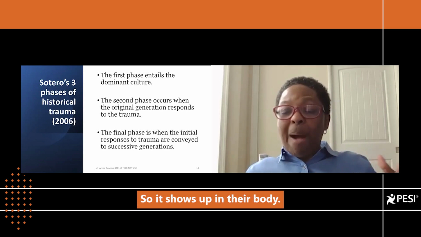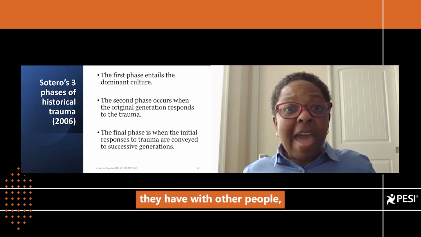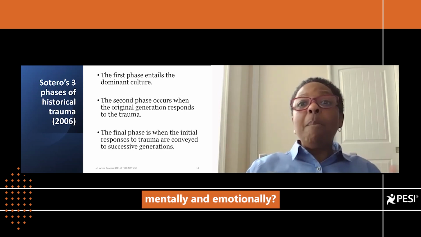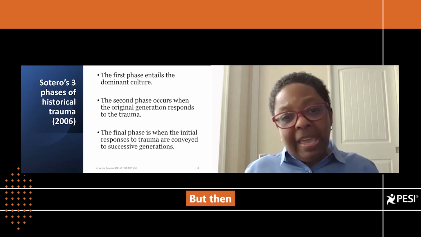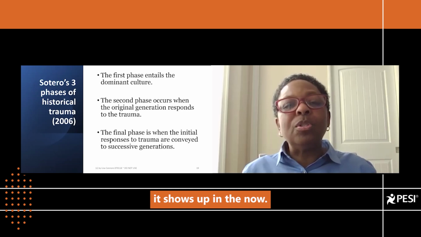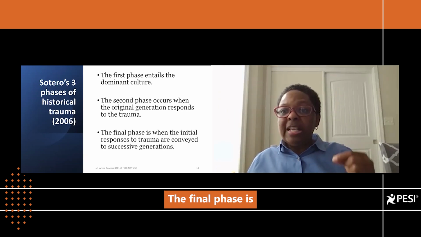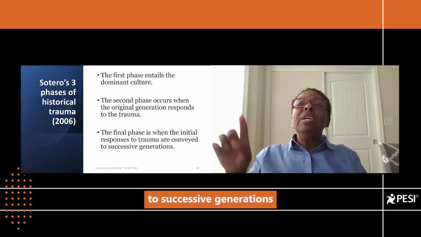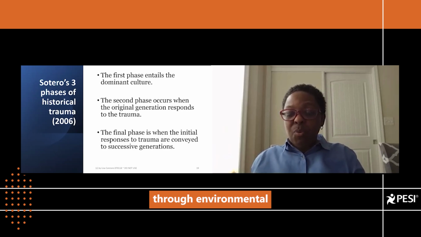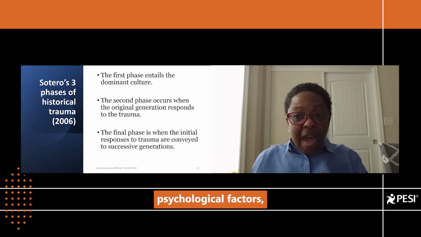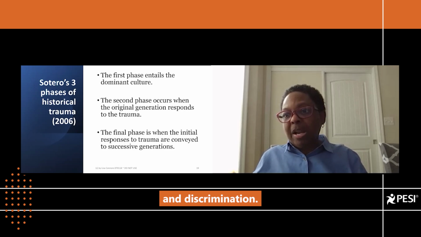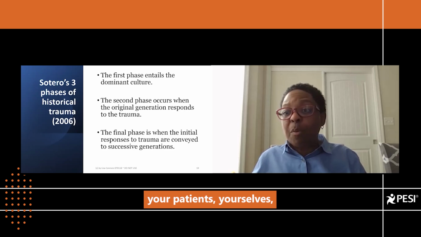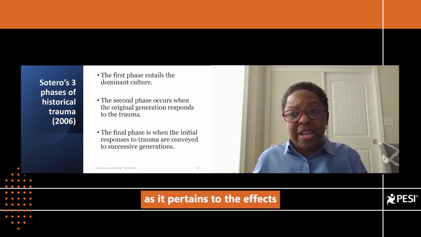So it shows up in their body, it shows up in the relationships they have with other people, and it shows up psychologically. What are some of the things that's going on mentally and emotionally? But then this is where it shows up in the now. The final phase is when the initial responses to trauma are conveyed to successive generations through environmental, through psychological factors, through prejudice and discrimination. And so definitely, what symptoms are you seeing in your clients, your patients, yourselves as it pertains to the effects of historical trauma?